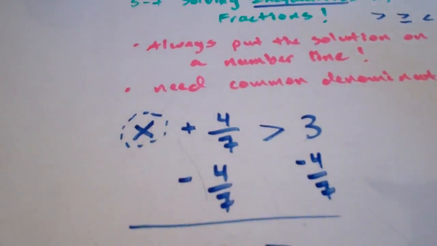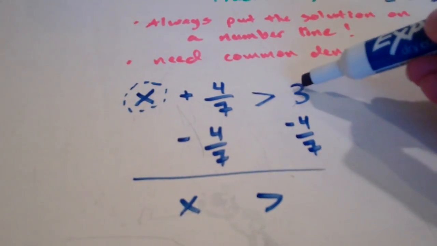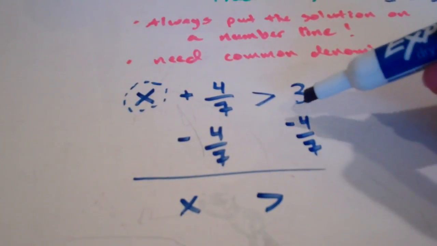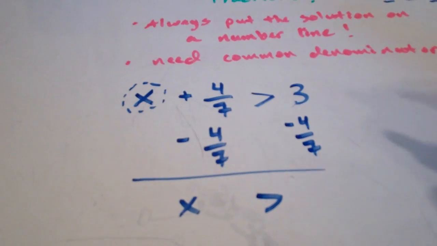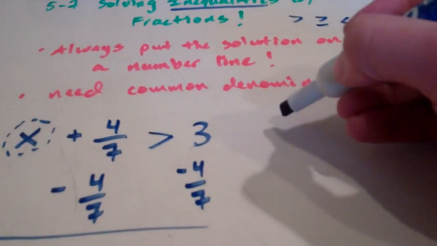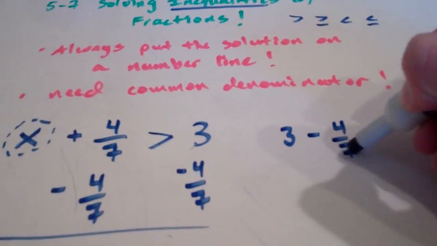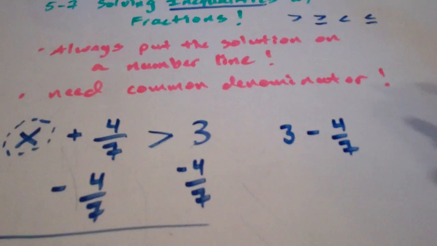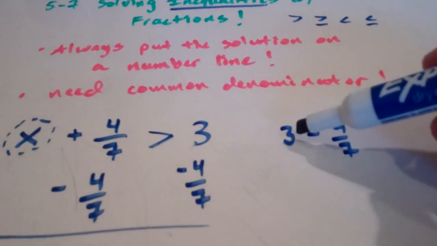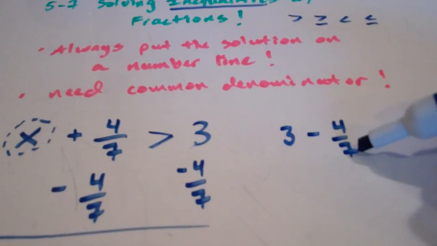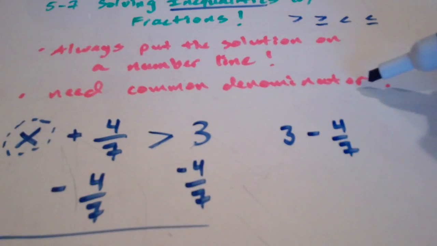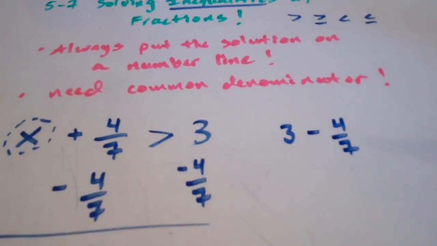And x will be greater than the combination of 3 minus 4/7. Again, I can't really do this problem stacked on top of each other, so I'm going to go to this side. And I have 3 minus 4/7. Now I need to find a common denominator. I have a whole number and I'm subtracting a fraction, but it doesn't matter. I still need a common denominator whenever I'm working with a fraction.